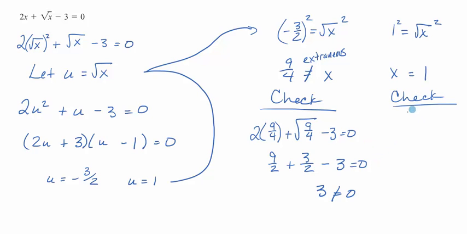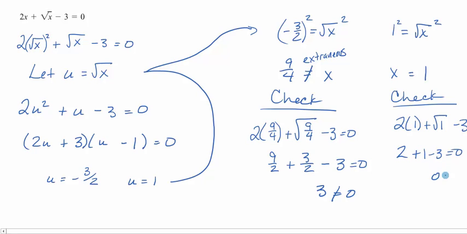Now let's check 1. 2 times 1 plus the square root of 1 minus 3 equals 0. And then I'm going to check: 2 plus 1 minus 3 is 0. That's true, it checks out. So x equals 1 is our only viable solution.